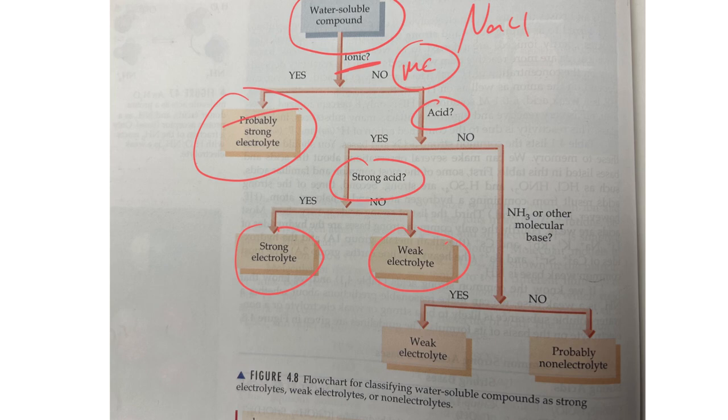And then if the compound is not an acid, so we're looking at a molecular compound comprised of non-metallic elements and it's not one of the acids we know how to name, the next question would be, is it NH3 or something that looks like NH3? Really, NH3 is the prototype for being a weak base. If it is, it's a weak electrolyte, weak base. And if not, it's probably a non-electrolyte. And by probably, at this point, we'd mean it's a non-electrolyte.